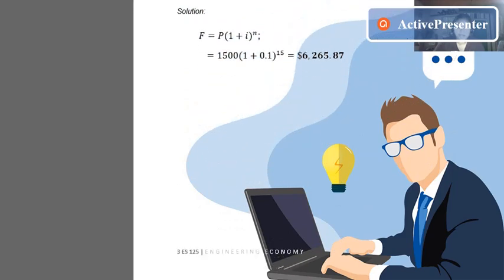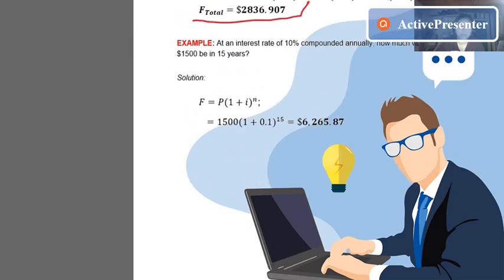for our last example, for our week module 3: at an interest rate of 10% compounded annually, how much will a deposit of $1,500 be in 15 years? So in our problem, we know it is compound interest because it gave a mode of compound interest, which is compounded annually.